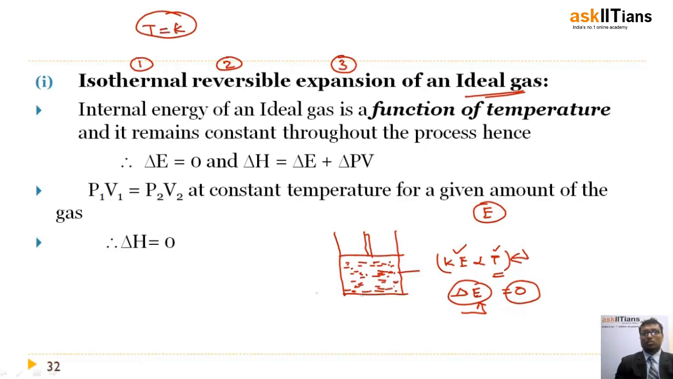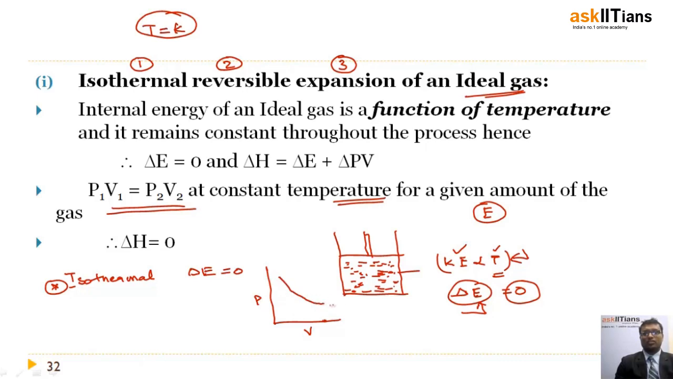So in any isothermal process, the change in internal energy will be zero. So this is the first important point you have to understand. Next important point is that P1 V1 will be equal to P2 V2, because from the gas laws, if I plot PV equal to constant, you will get such a graph. You know that in this process where PV is equal to constant, P1 V1 will be equal to P2 V2, right?